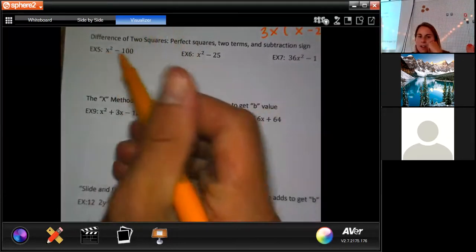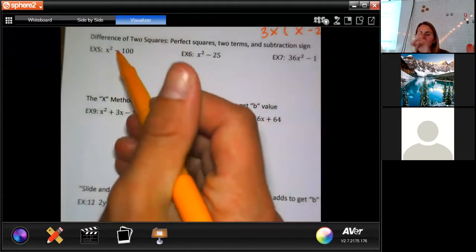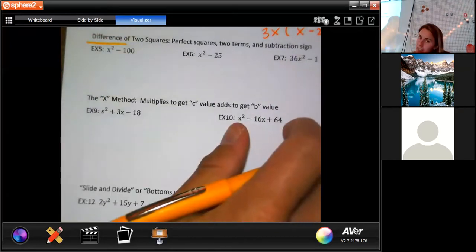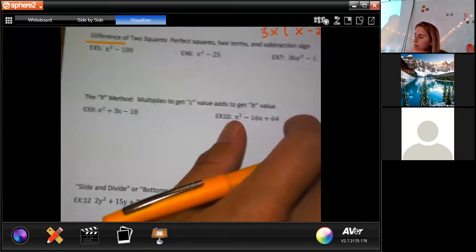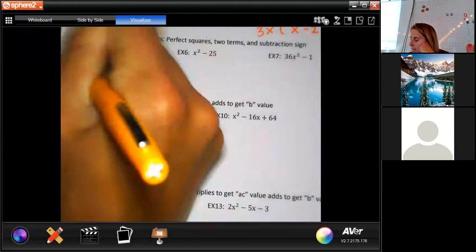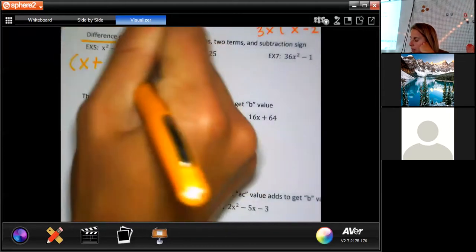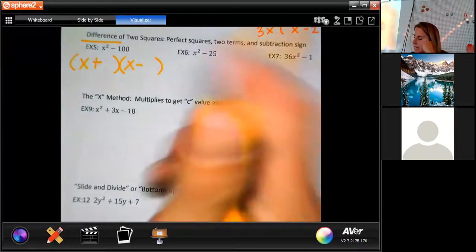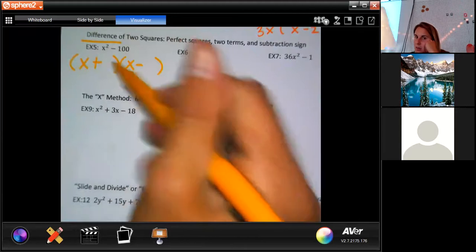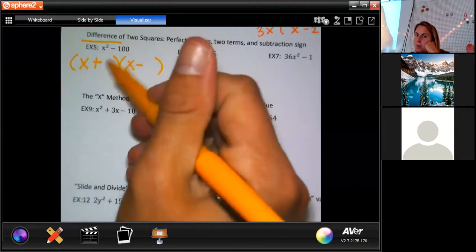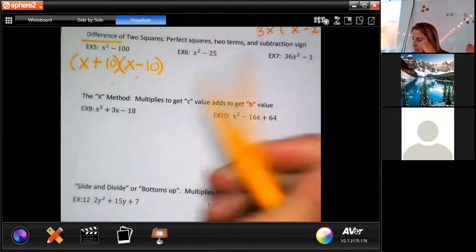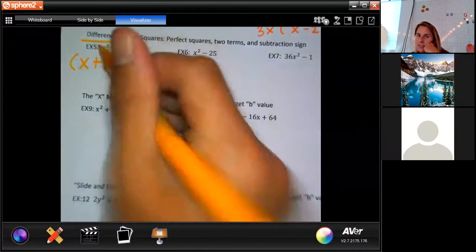So I'm saying, oh, square, 100, I know that's a perfect square, and it has to be a subtraction sign. That's where the difference comes in. If it is an addition sign, you can't do anything. So it's got to be a subtraction sign. So we can write this as x plus and x minus, and it's an x because x times x is x squared. And then the second number is going to be the number that multiplies itself that gets 100. So 10 times 10. 10 times 10 is 100. X times x is x squared.